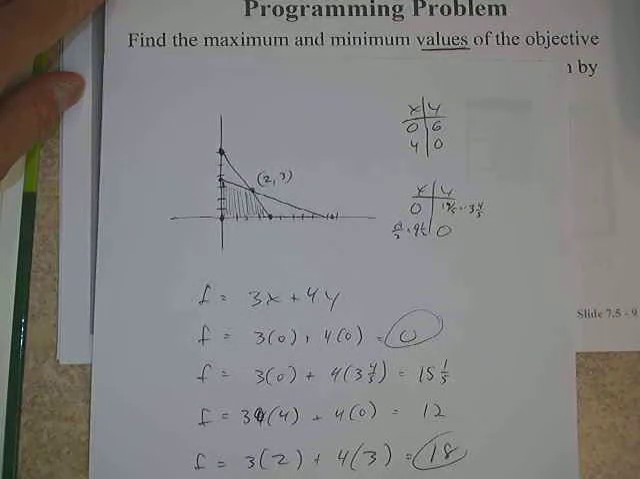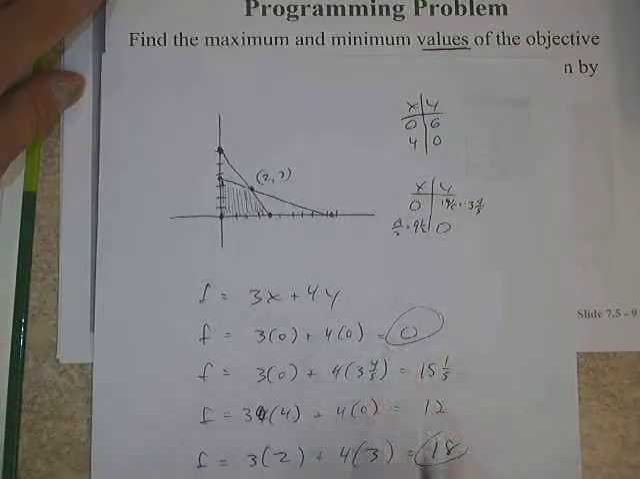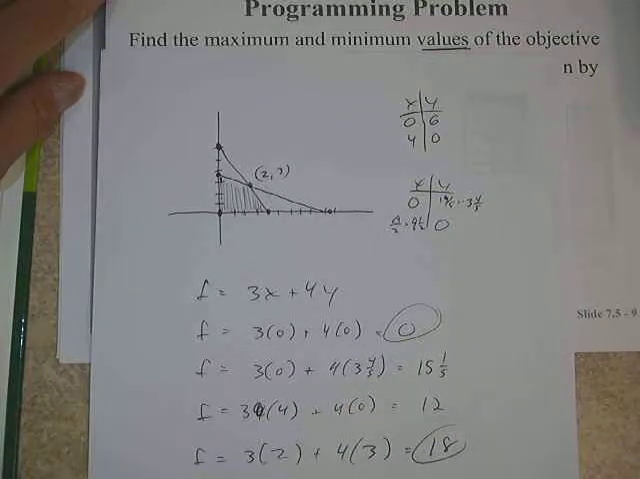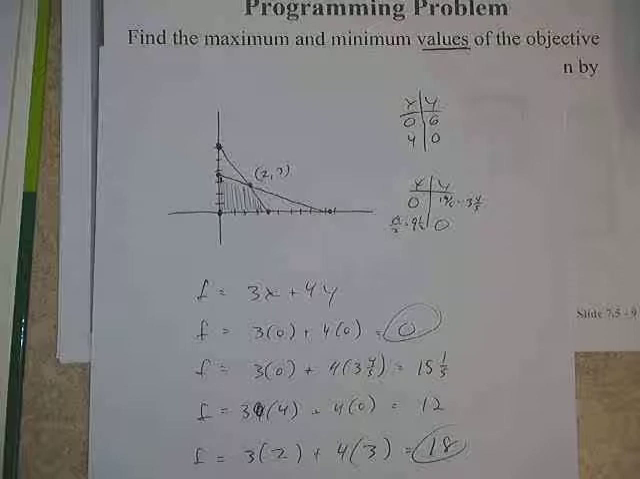And again, it said find the maximum and minimum values. The answers are the values. So 0 would be the minimum value, 18 would be the maximum value. And they also might ask us to tell which x and y gives you that. Then you would list that 0 comes from (0, 0), and 18 comes from the point (2, 3). Fair enough? Questions on any part of that process so far?